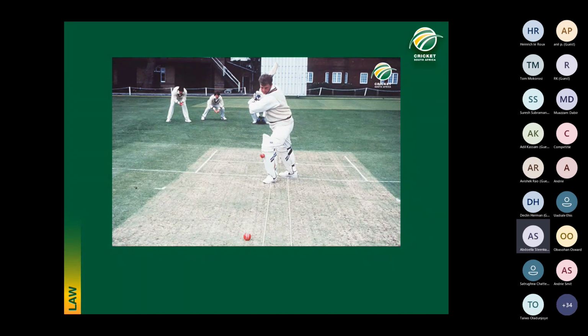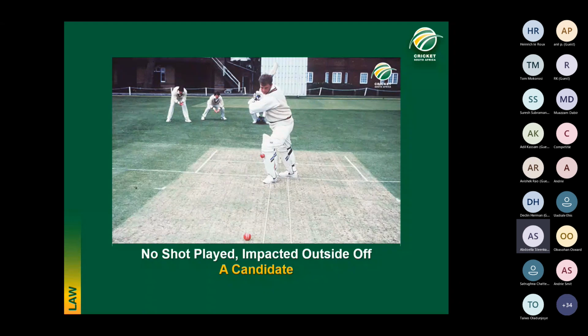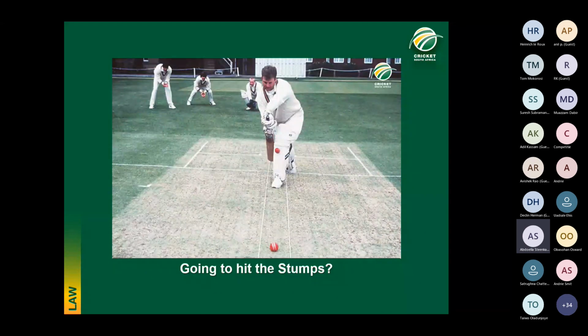Did it pitch outside off stump or between wicket and wicket? Yes, it pitched between wicket and wicket. Did it touch the bat? No. Was the impact between wicket and wicket? Yes. Would it have gone on to hit the stumps? If your answer to that question is yes, you give the batter out, LBW.